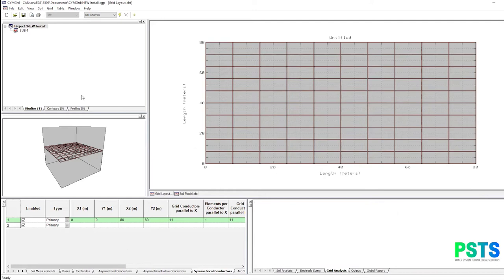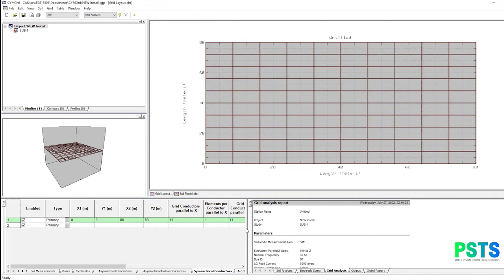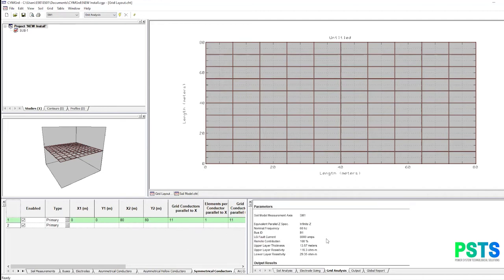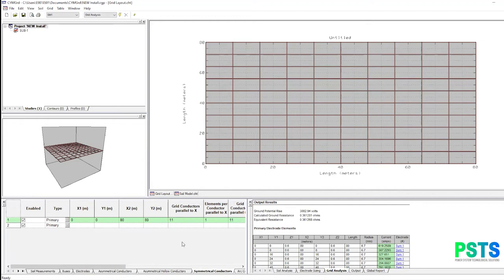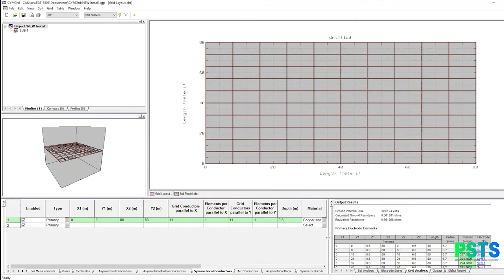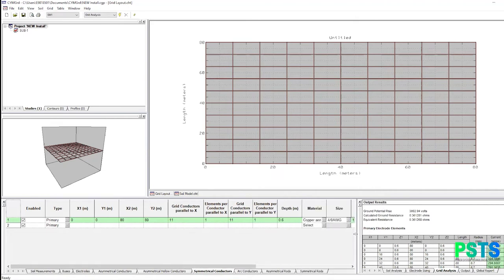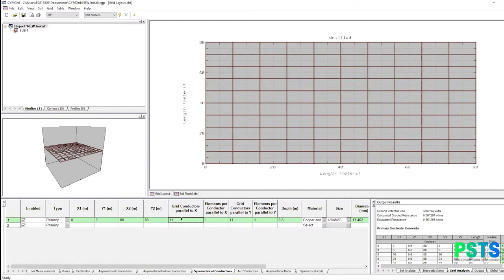Now, we can do what we call a grid analysis. It's very fast, so it did it. But you see, it put something like 10 elements, 22 elements. But this is finite element, so how come I cannot divide this further? Because this ground grid is based on the finite element method. If I do 11 grid conductors and I have elements per conductor, 80 meters is not an element. 80 meters is the whole conductor, really.